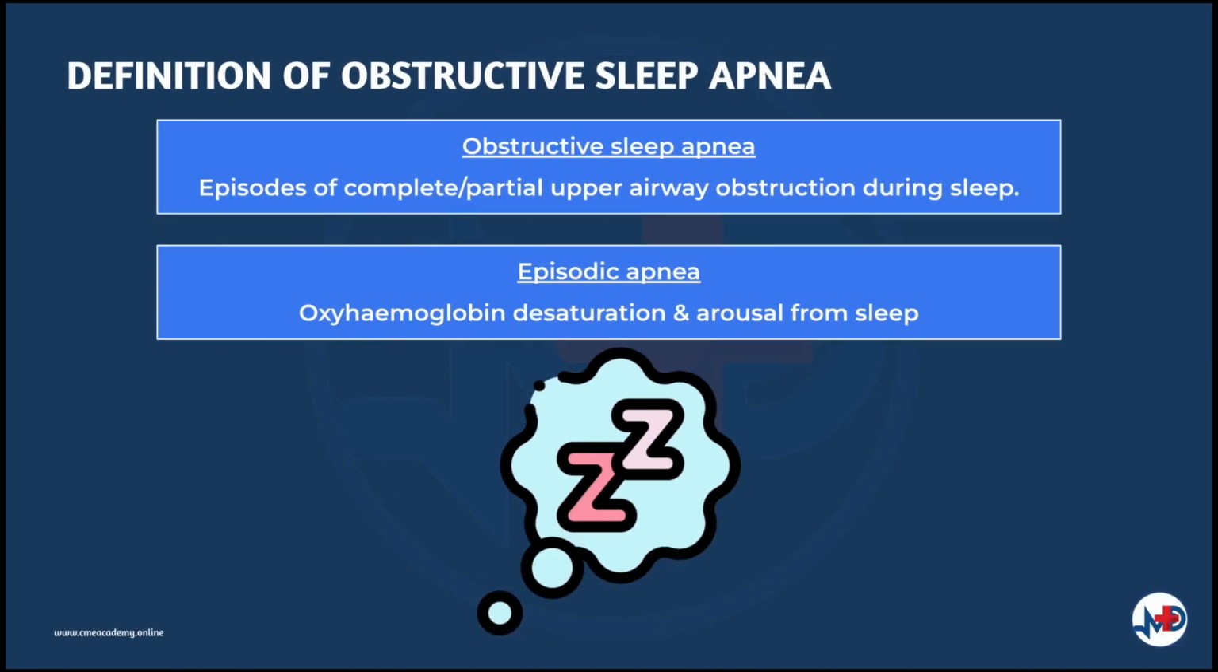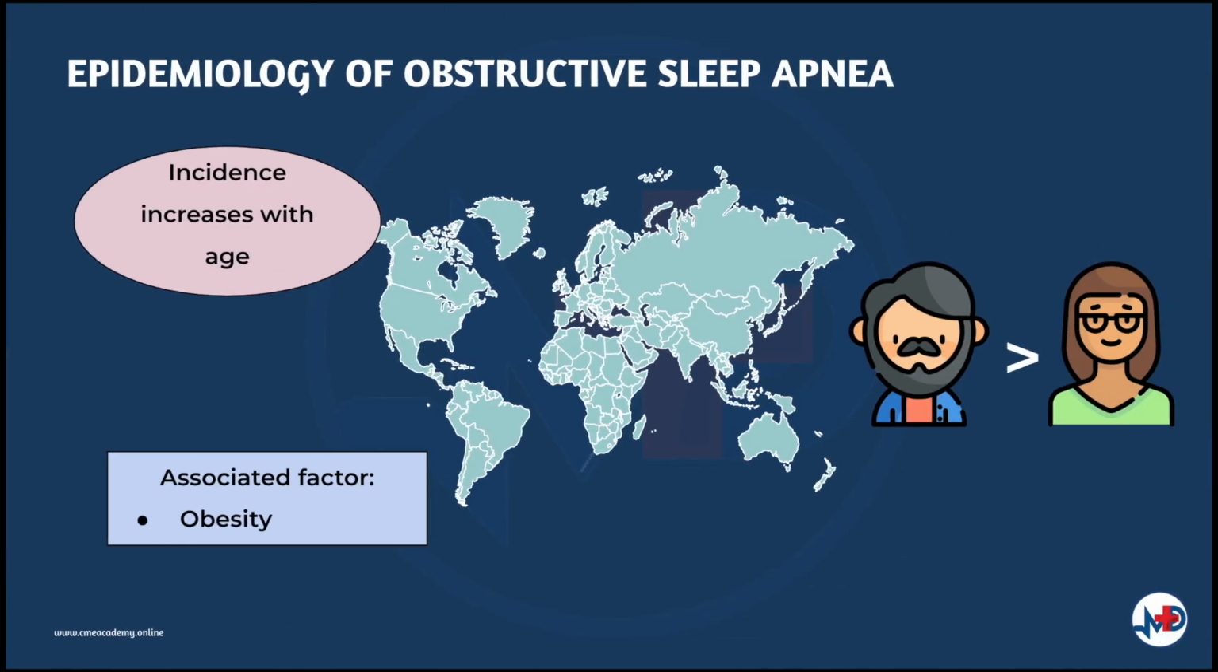Obstructive sleep apnea refers to the episodes of complete or partial upper airway obstruction during sleep. In episodic apnea, there is oxyhemoglobin desaturation and arousal from sleep. The prevalence of obstructive sleep apnea in the United Kingdom stands at 4% for men and 2% for women in their 50s. Between the ages 30 through 60, obstructive sleep apnea affects roughly about 9% of men and 4% of women. Incidence generally increases with age and obesity.